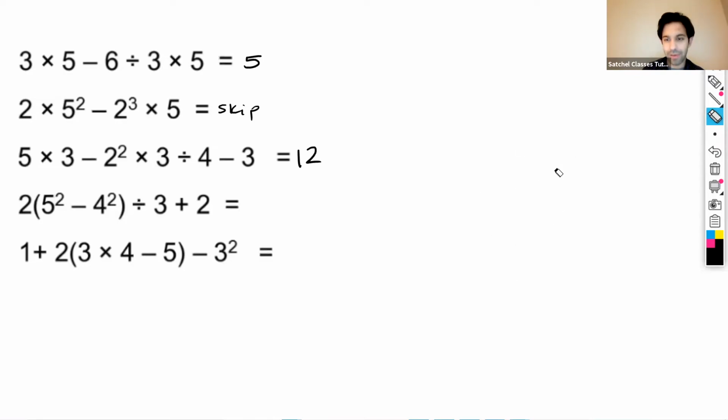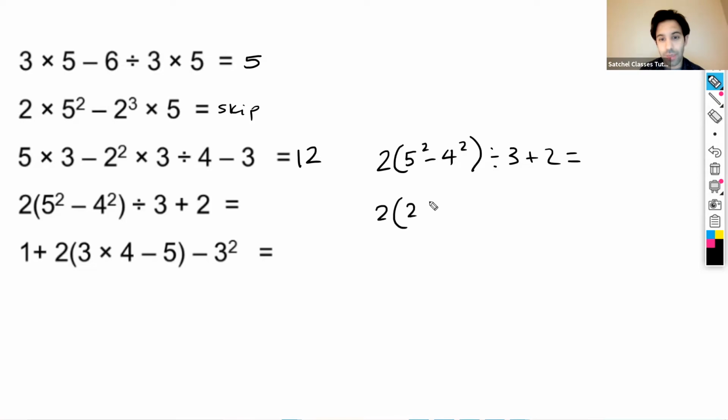So what we'll have is, if I write the problem out, 2 brackets 5 squared minus 4 squared, close brackets, divided by 3 plus 2, and that is equal to. So again, we would have to do what's inside the bracket first. So we'll have 5 squared is 25 minus 16 divided by 3 plus 2 equals. Now, 25 minus 16 is going to be 9 divided by 3 plus 2 equals.